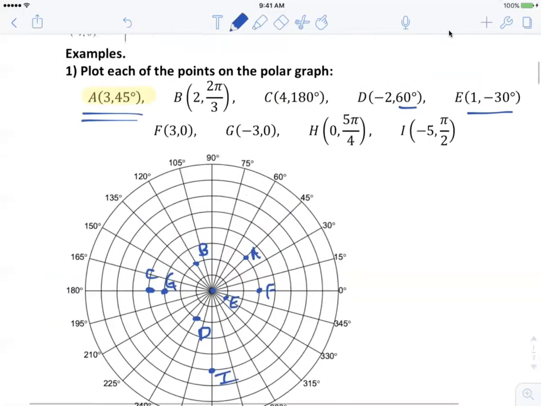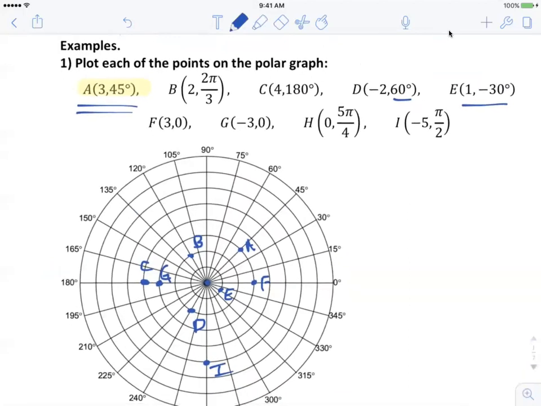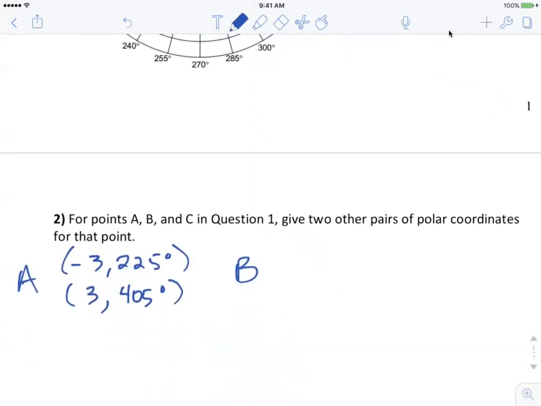Angle B was 2 pi over 3. You could leave it radians, or you can go to 120. Remember, 2 pi over 3 is the same as 120. So we can do -2 and then add 180 to 120, right? So that would be one alternative point. -2, 300. 120 plus 180 is 300. Or we can keep it +2 and add 360 to 120, 1 full revolution. 360 plus 120, 480.